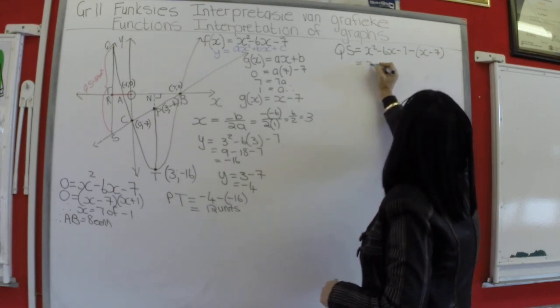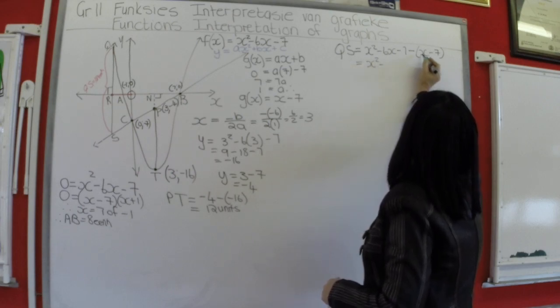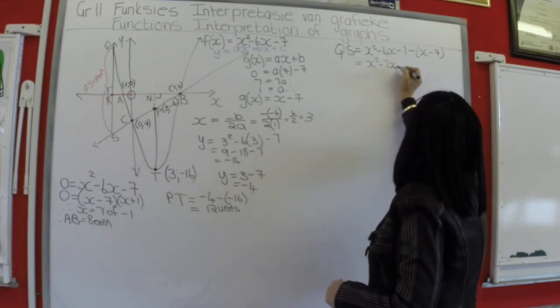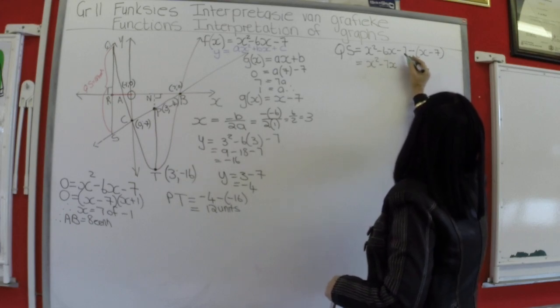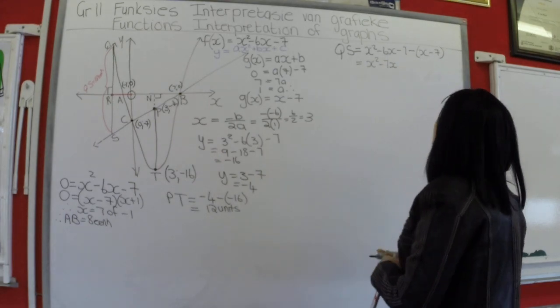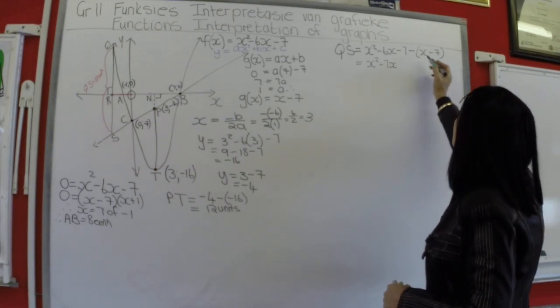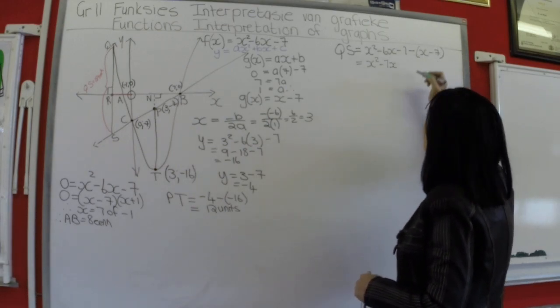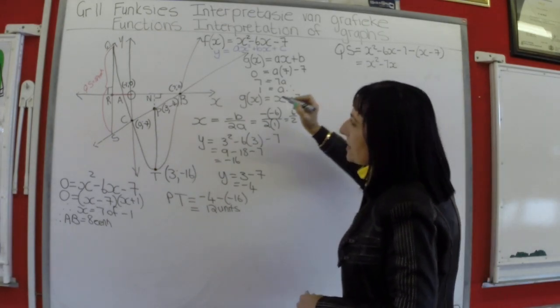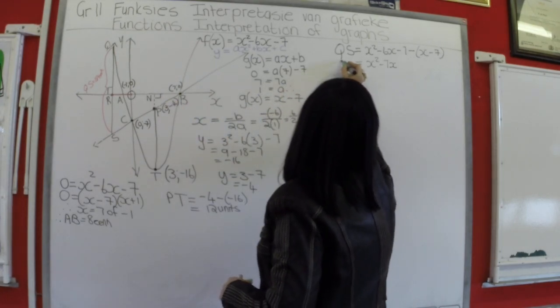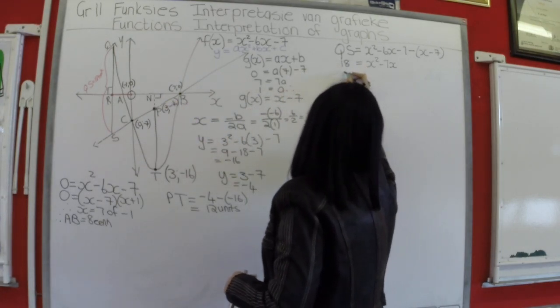So as ek dit uitwerk, dan is dit minus 6x minus 1x is minus 7x en daai word minus 7 plus 7, so dis gelyk aan 0. Because that's, if you remove the brackets, that becomes plus. So QS sê ons is 18 eenhede.